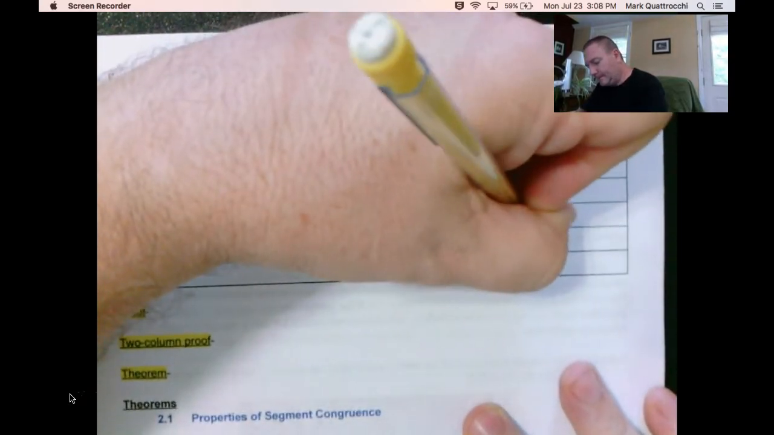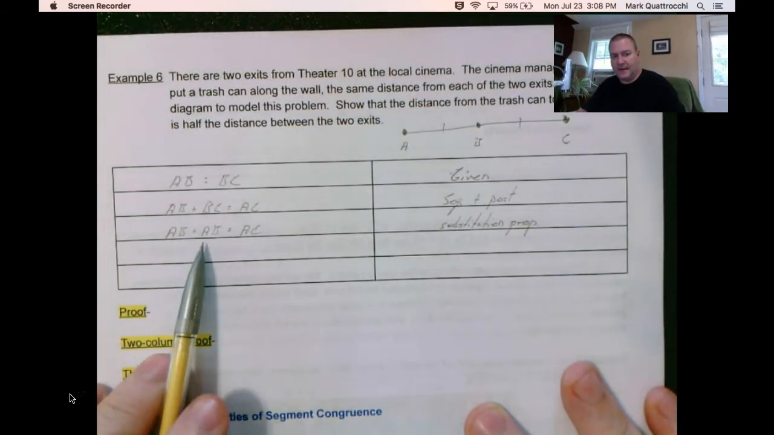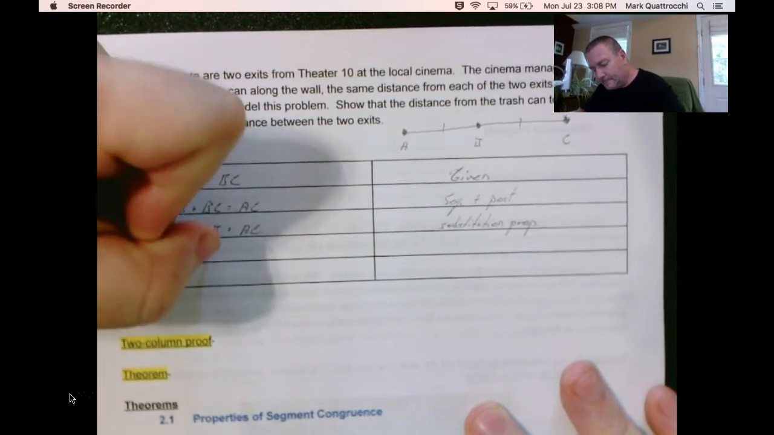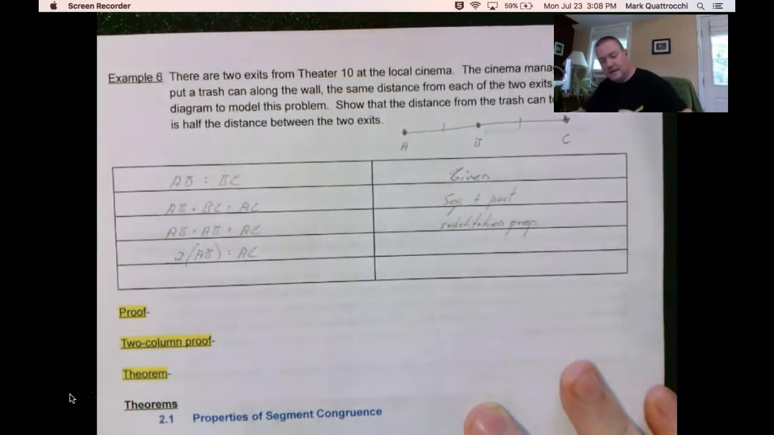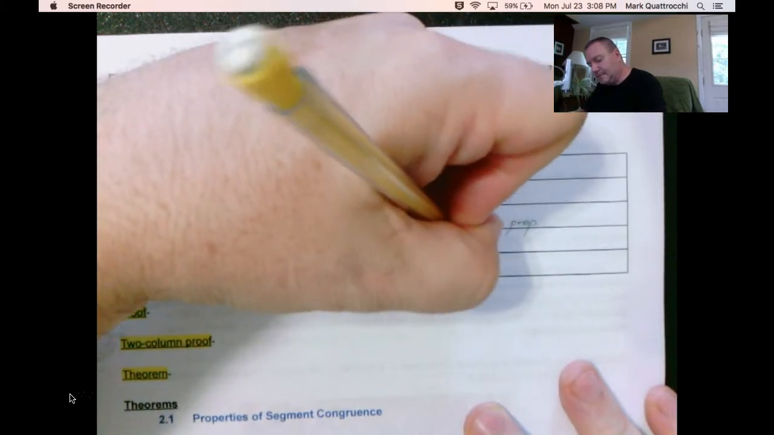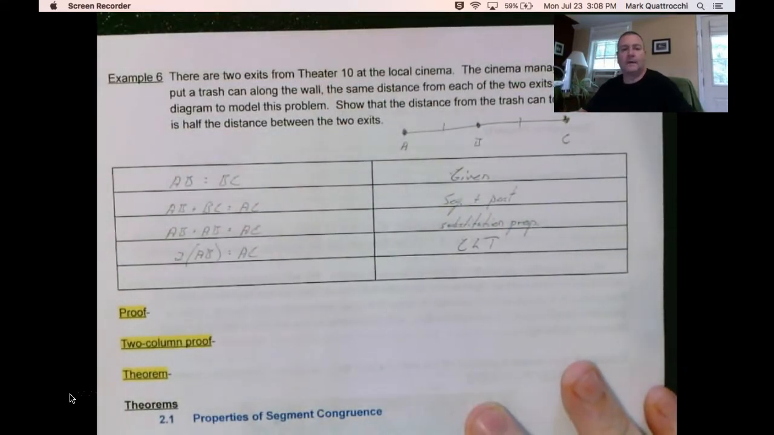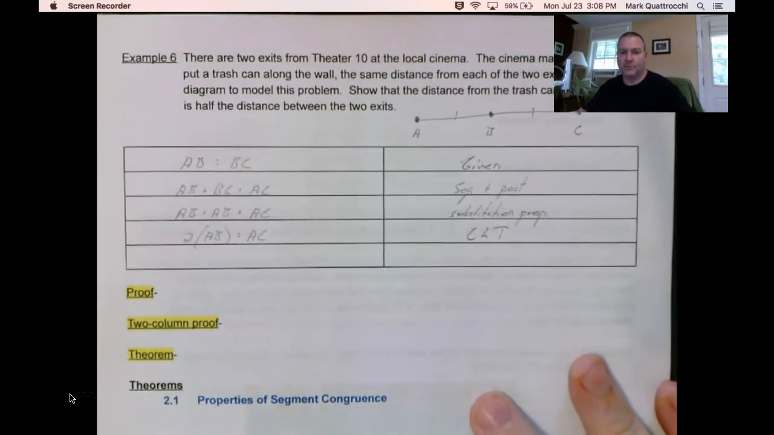Substitution property. Okay. AB plus AB is 2AB, which is equal to AC. That's combining like terms. Again, the book will say simplify. Combining like terms is more descriptive.